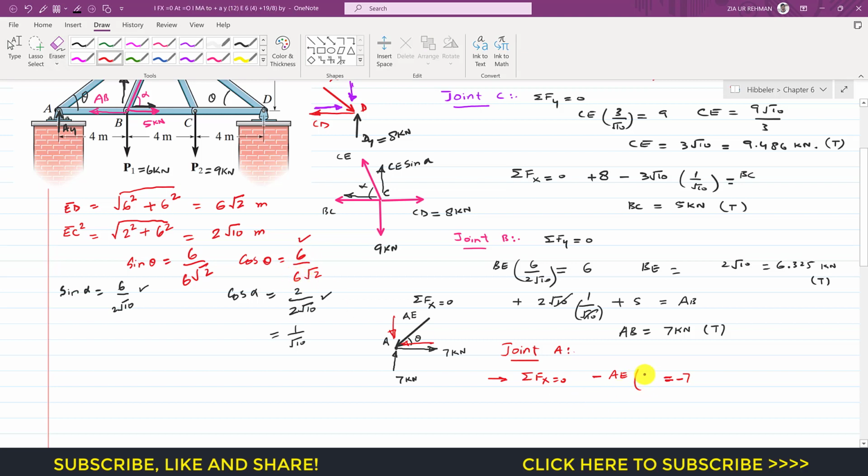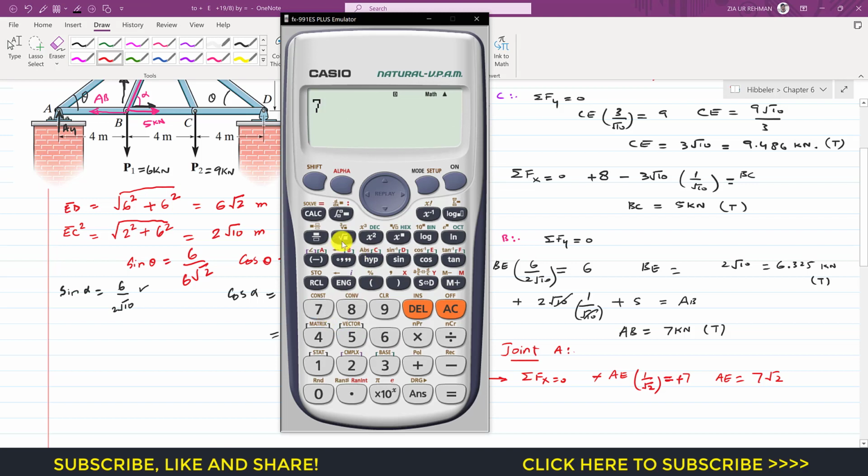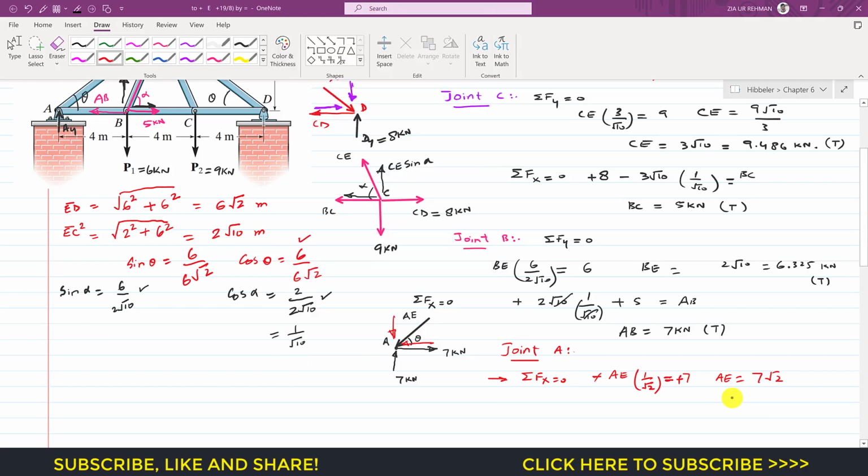So this is 1. The minus sign will cancel out, and we can say that AE member force is 7 square root 2, and 7 square root 2 gives us 9.899 kilonewton. This is AE member force, and AE is acting towards the joint A, so this means that it is the compressive force. So we have determined the forces in each and every member of this given truss.